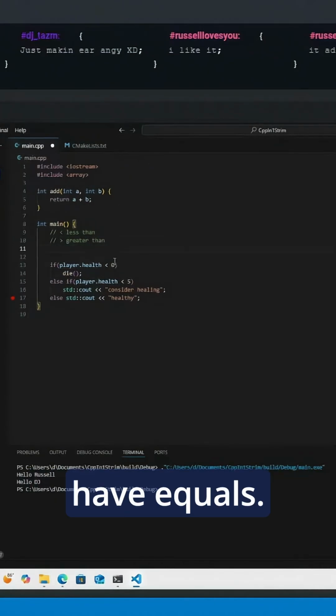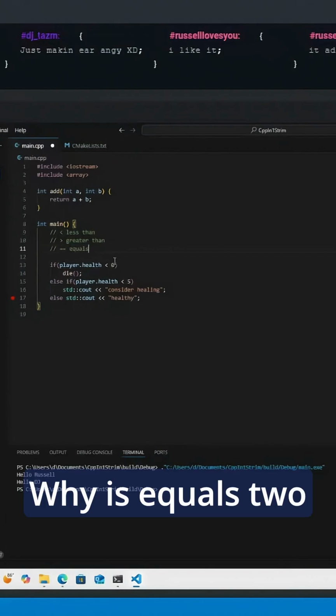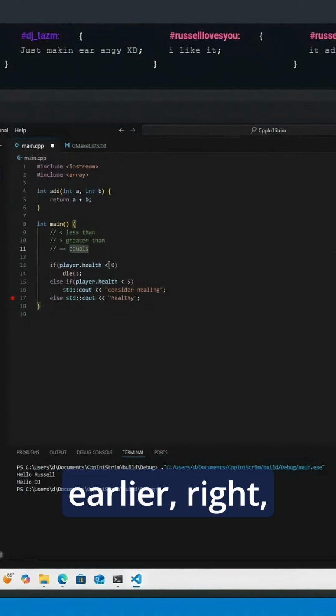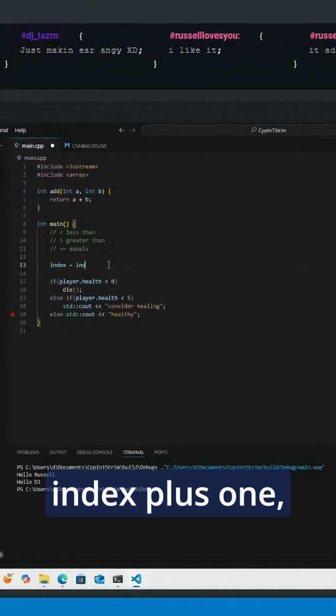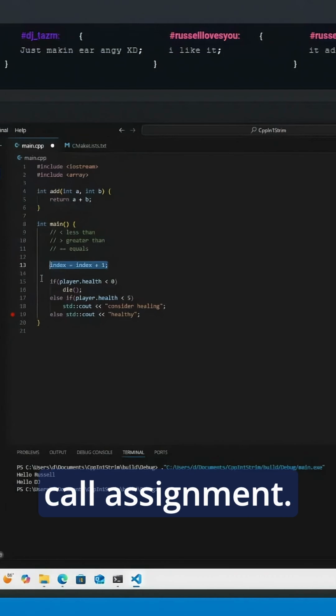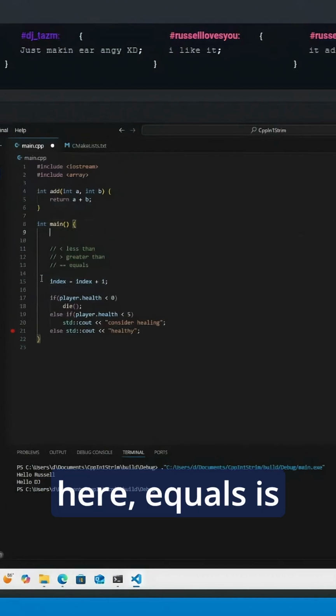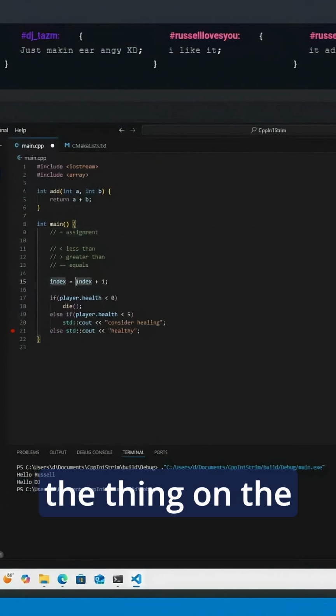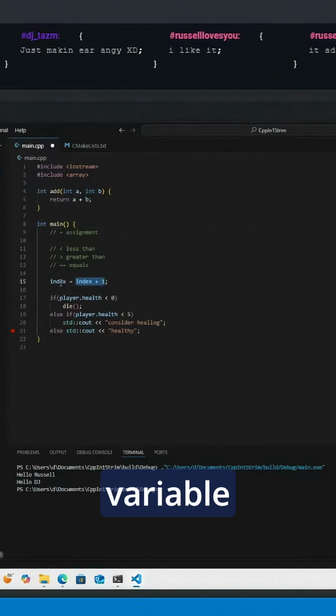We also have equals. Why is equals two equals put next to each other? Well, when we saw earlier, index equals index plus one, this is a single equals. When we use a single equals, that's what we call assignment. So a little note up here, equals is assignment. That means take the thing on the right and stuff it in the variable on the left.